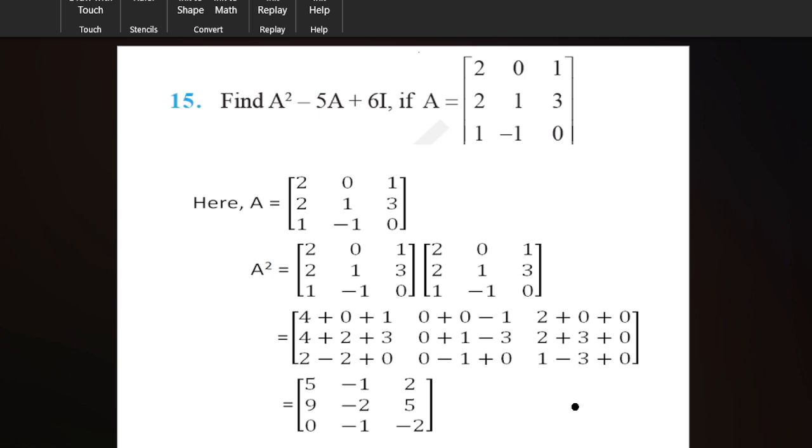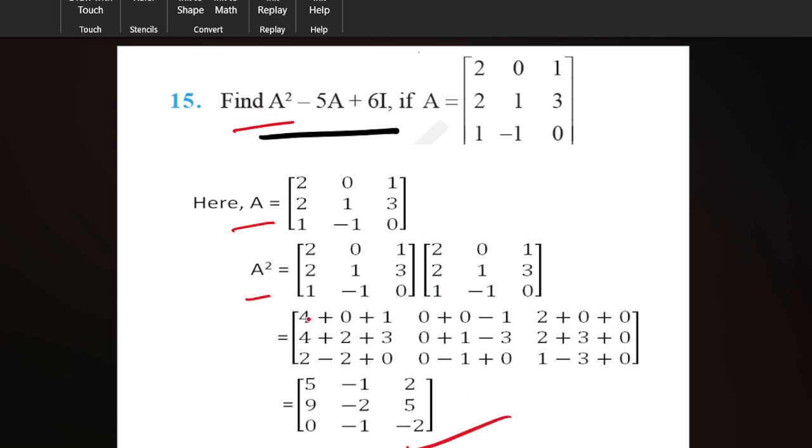Next is find A square minus 5A plus 6I. Now here you see A square. So first you find out A into A. So A into A, you are getting this one.